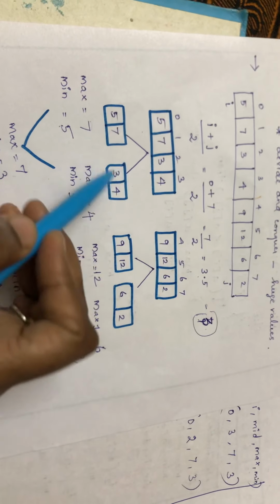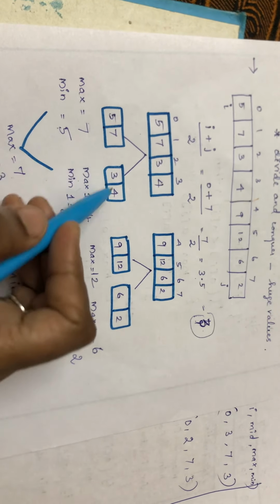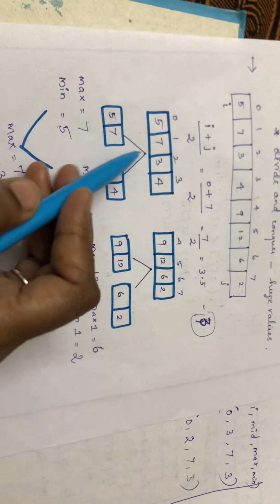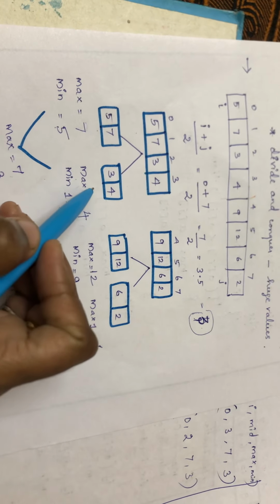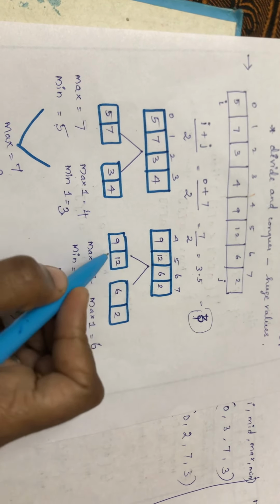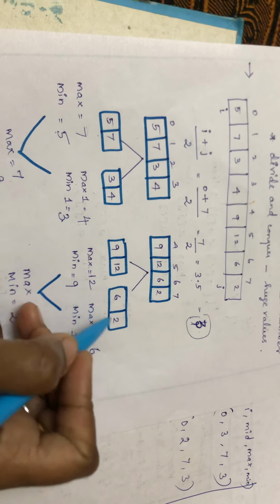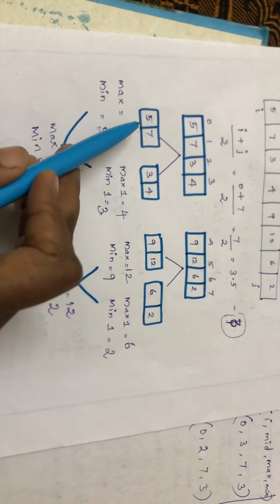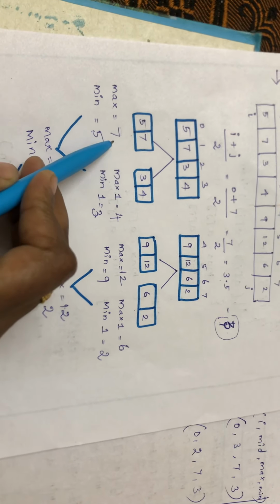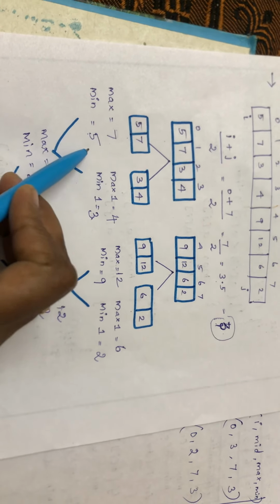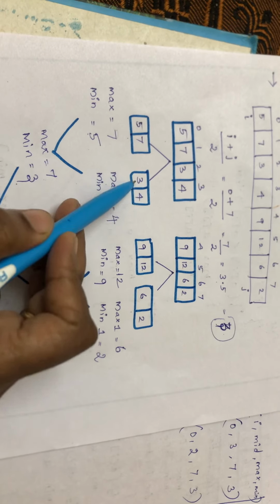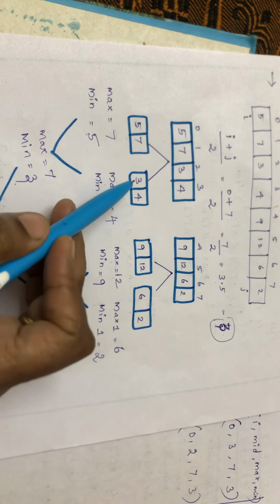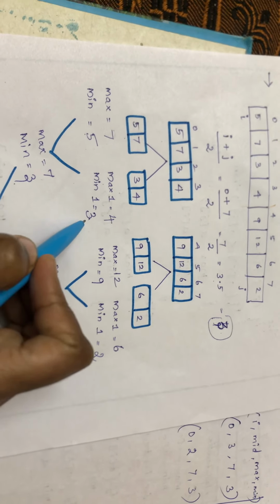After that, here also it is divided into two sub-problems. Likewise 5 and 7 is one part, 3 and 4 another part, 9 and 12 is one part, and 6 and 2 is another part. Then here find which one is the maximum value. Compare 5 and 7, the maximum value is 7, the minimum value is 5. Likewise here compare 3 and 4, the maximum is 4, the minimum is 3.